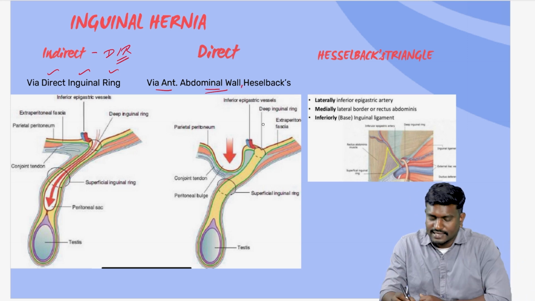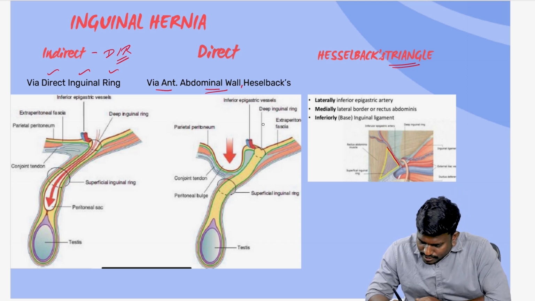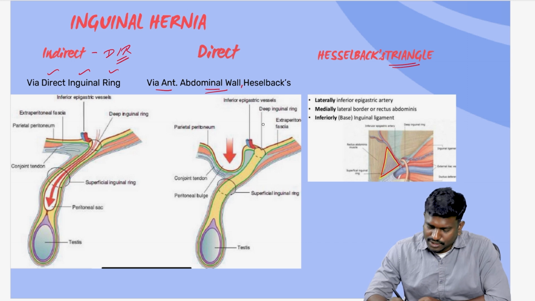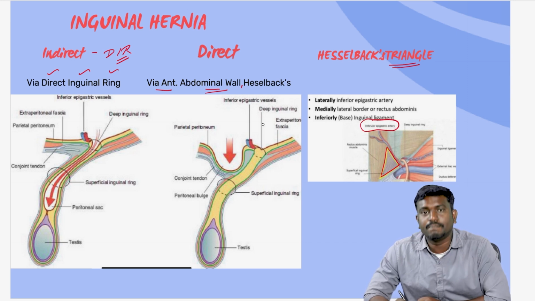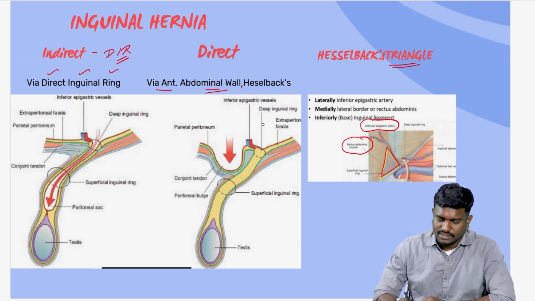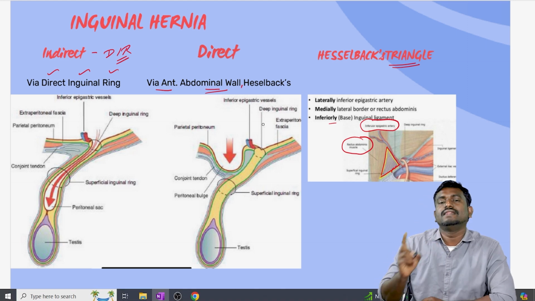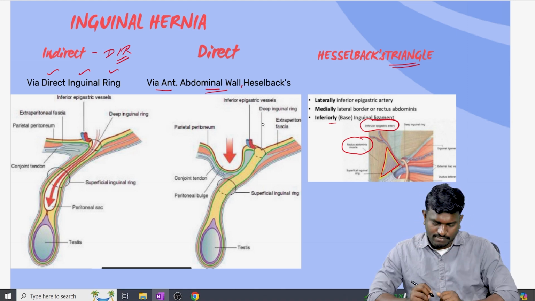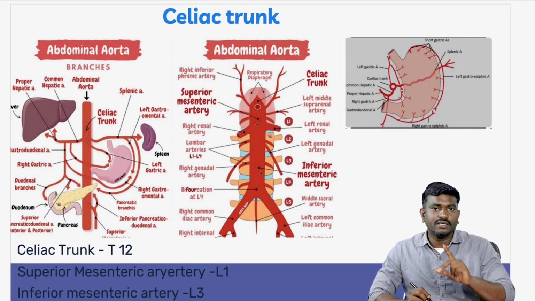Let's look into the Hesselbach's triangle. We have to remember the lateral border, medial border, and the inferior border or the base. Now remember, the lateral border is supplied by the inferior epigastric artery, whereas the medial border is supplied by the rectus abdominis muscle, and then the inferior border, the base, is the inguinal ligament. Very important to remember.